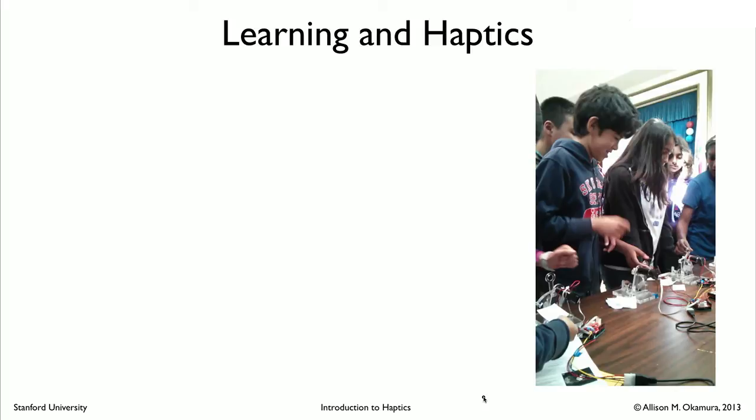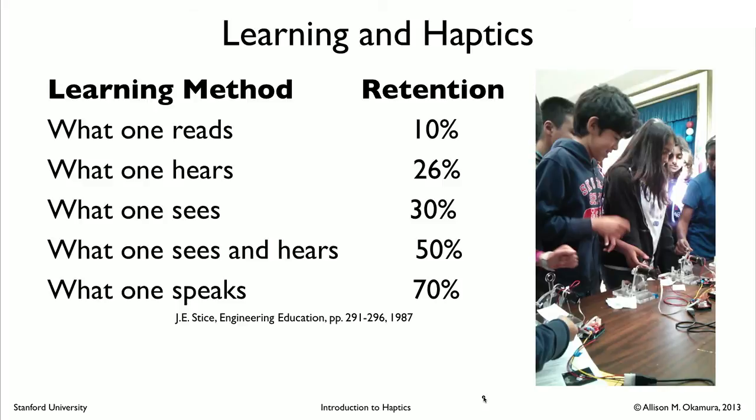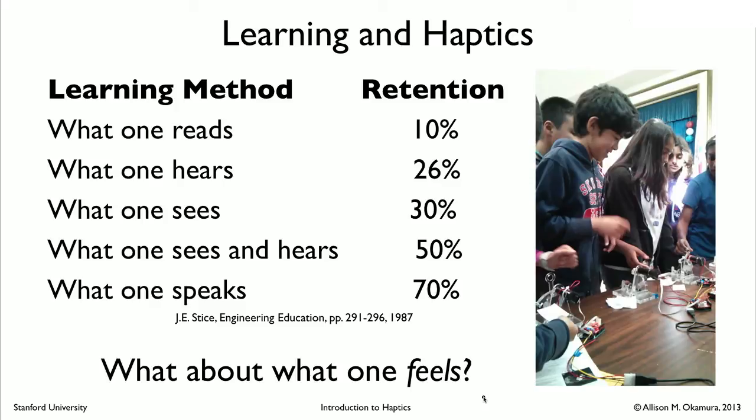So here's some examples from engineering education which underscore my point. James Stice wrote an article that's very well known in the engineering education literature that you remember more and more about what you learned if more and more senses are engaged. So we'd like to ask the question about how much will you retain when you interact with something and you feel it.